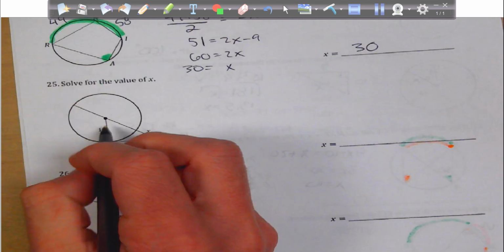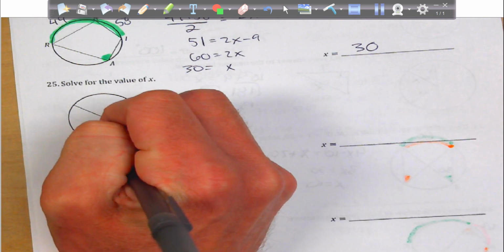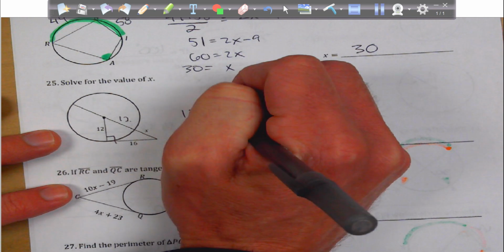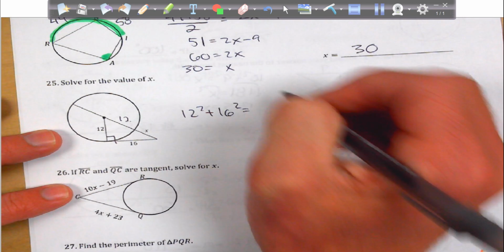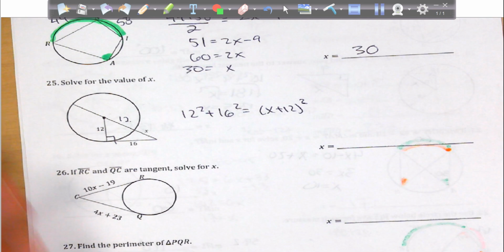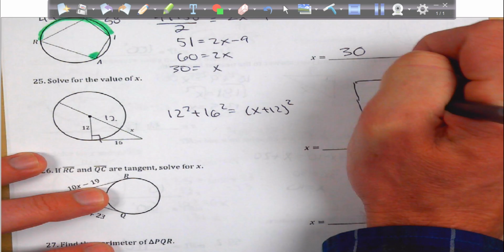All right, 12 is a radius. This is also a radius, so I can make that 12. It's a tangent, so it's going to make it 90. Pythagorean theorem, yes, we are doing that. 12 squared plus 16 squared equals, and this is going to be x plus 12 squared. Now we have to FOIL or box method this. Depends how you learned it. I'm going to show box method for this.